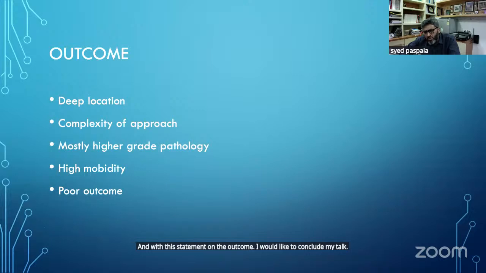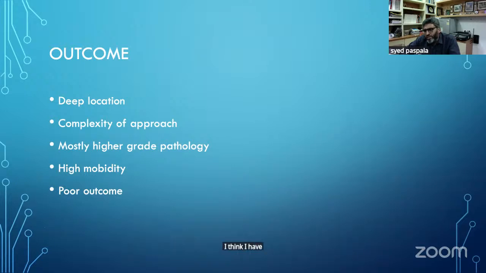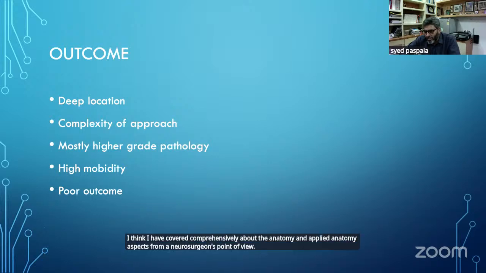These lesions are located deep, and there is a complexity in approaching these lesions and even a limitation in how much of the lesion we are able to remove. And most of these pathologies will be high-grade pathologies. They are associated with high morbidity and poor outcome. I think I have covered comprehensively the anatomy and the applied anatomy aspects from a neurosurgeon's point of view. Thank you.